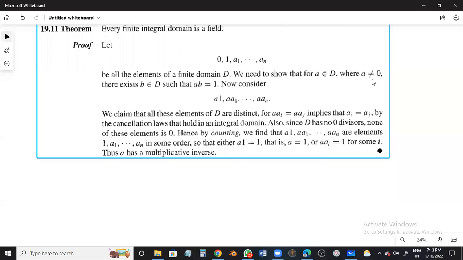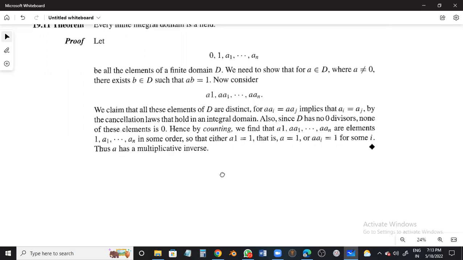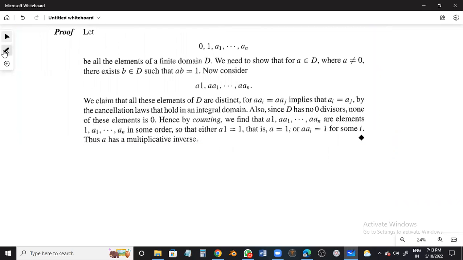I want to show that there is an inverse present in the same ring, which will play the role of the inverse of a. By inverse of a, I mean a times that inverse should be equal to 1. So we need to show that there is b in the ring so that a times b is 1. This many entries are there, so let us multiply all those entries by a.